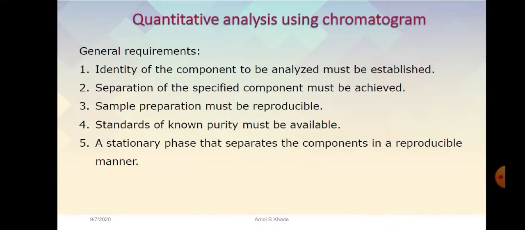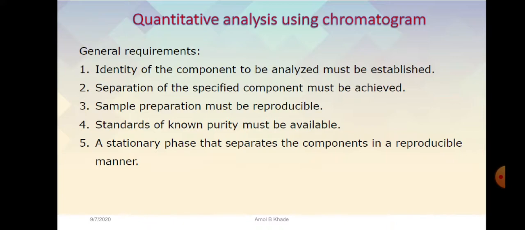Now next is quantitative analysis using a chromatogram. Before doing a quantitative analysis using a chromatogram, certain requirements should be fulfilled. The first one is identity: the identity of the components to be analyzed must be established. So what components we are going to analyze, we should know the identity of those. Then separation of the specified component must be achieved. All the components have to be eluted from the column.